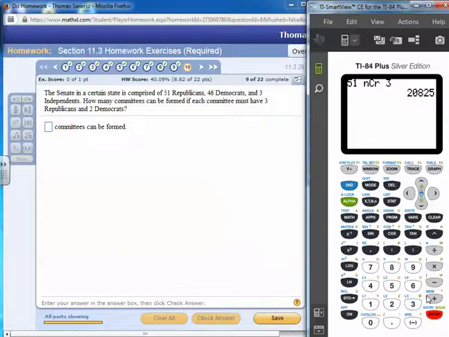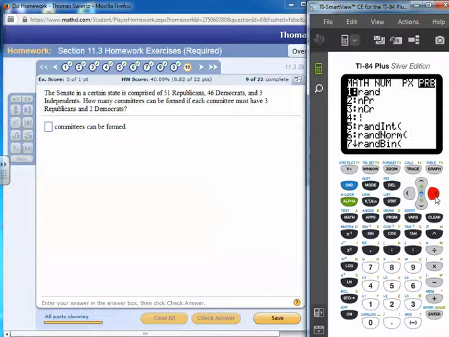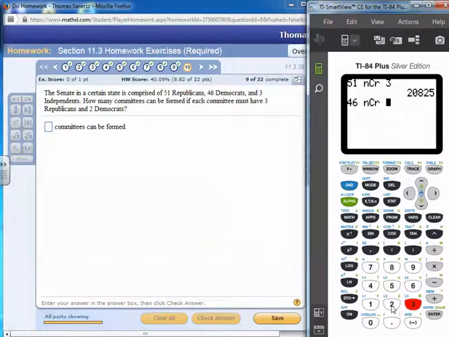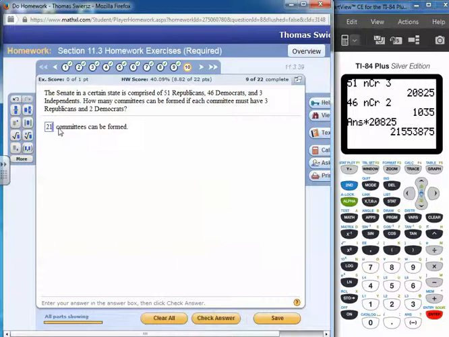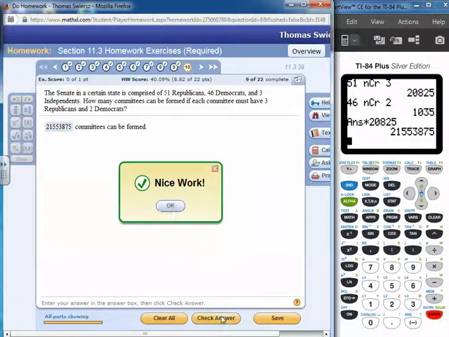For the Democrats, total 46 Democrats selecting 2, so 46, math, probability. It's a combination, order doesn't matter, selecting 2, that's 1,035. So 1,035 times 20,825, and we get a total of 21,553,875 committees.